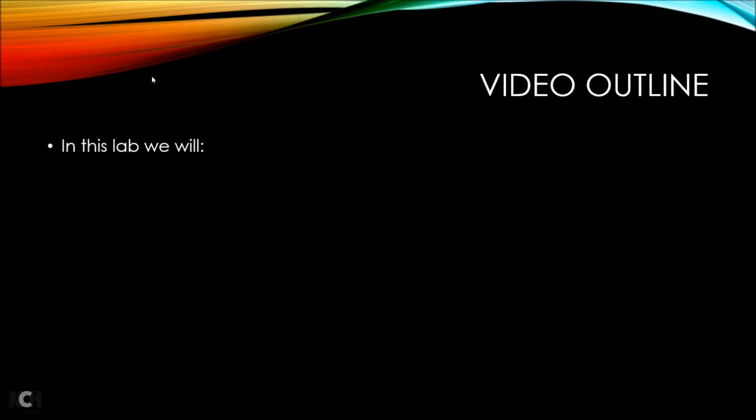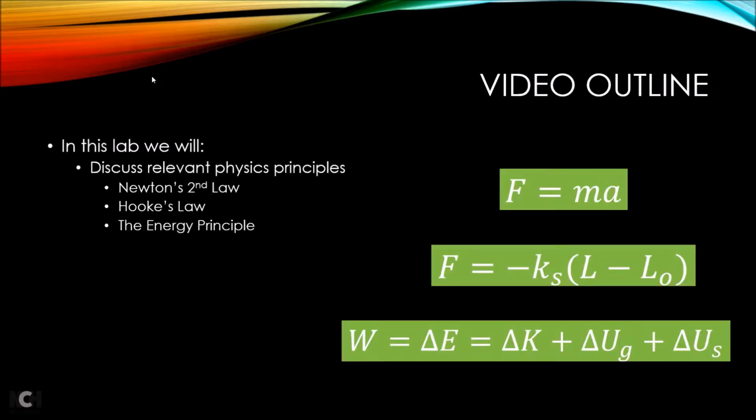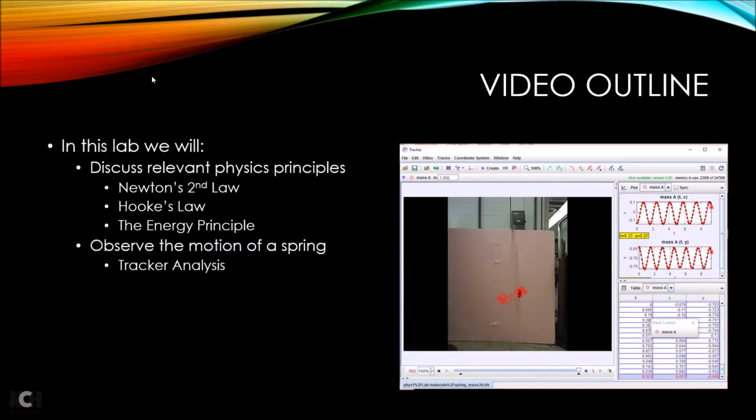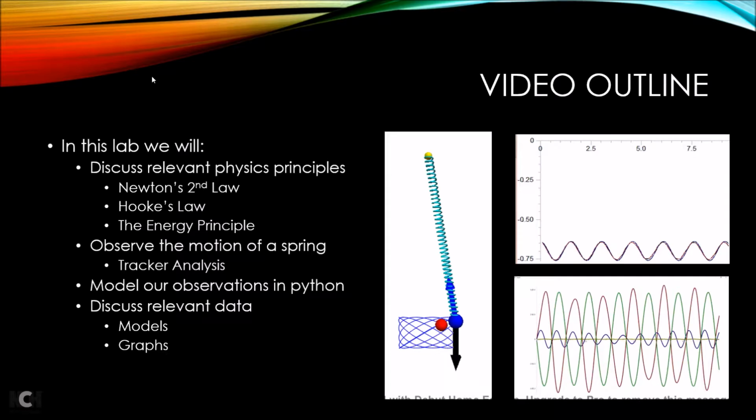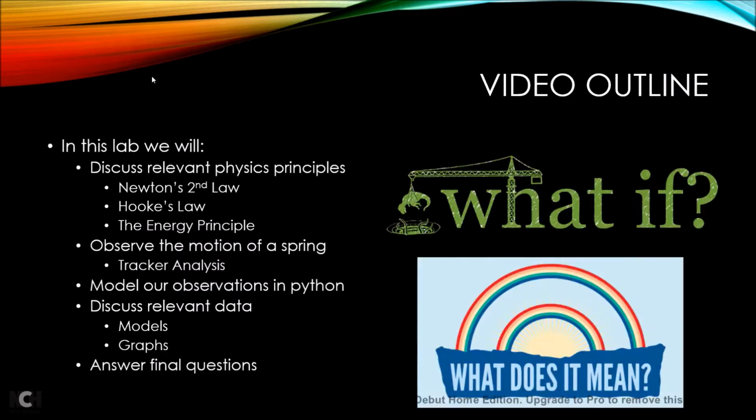In this lab, we will discuss relevant physics principles we will be using, such as Newton's second law, Hooke's law, and the energy principle. We will also observe the motion of a spring using tracker analysis. After this, we will use physics principles to model the observed motion in Python and discuss any relevant data, such as models or graphs that come about as a result of our model. And finally, we will end by discussing final questions.